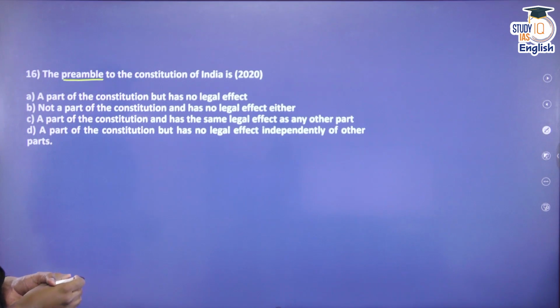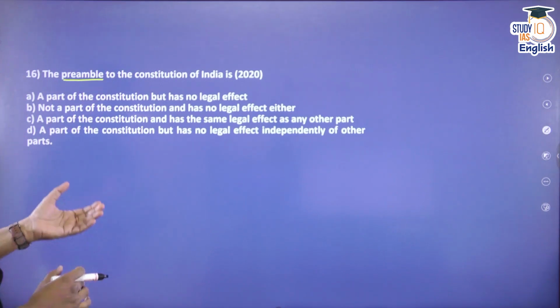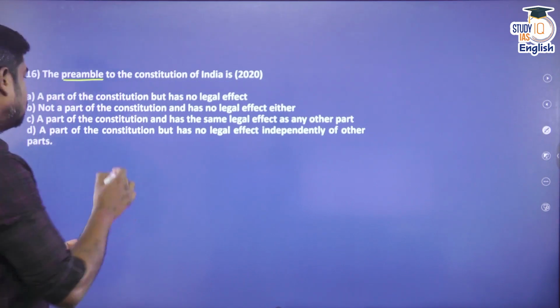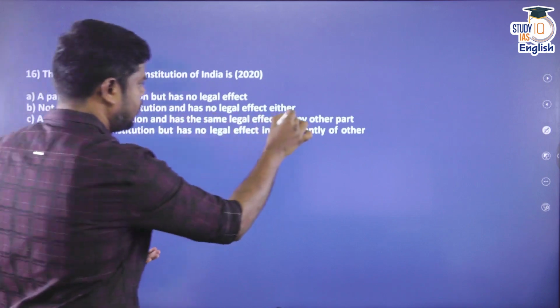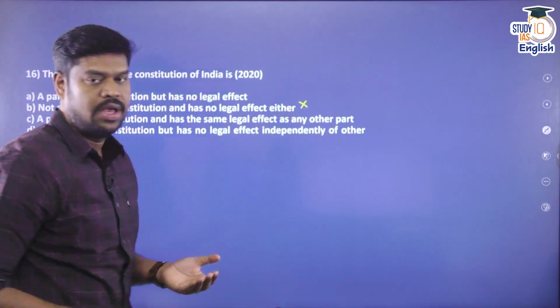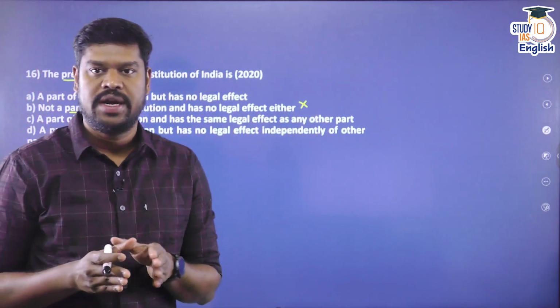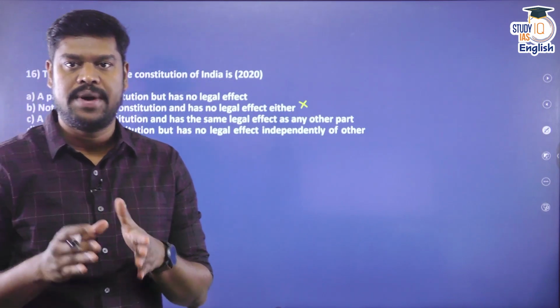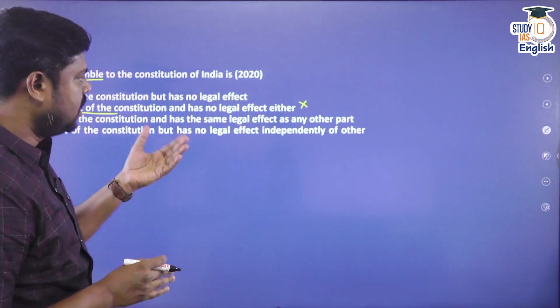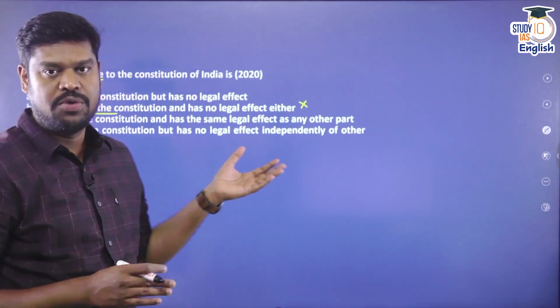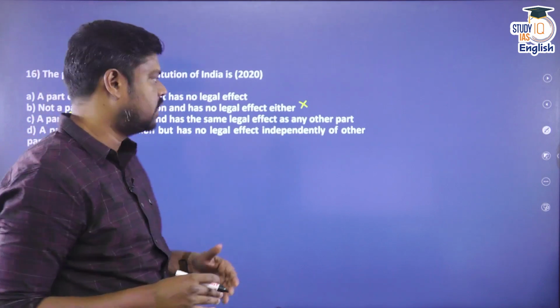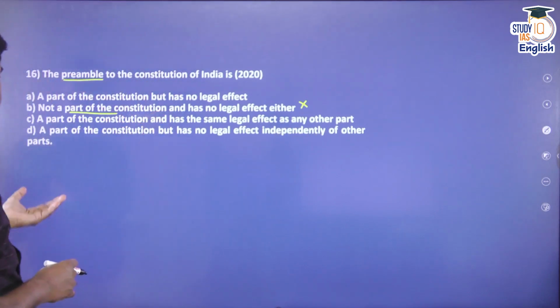The preamble to the Constitution of India: option A, part of the Constitution but has no legal effect. Option B, not a part of the Constitution and has no legal effect. When you say it is not a part of the Constitution, you can directly eliminate this, because the Supreme Court has very categorically said in the Kesavananda Bharati case that the preamble is an integral part of the Constitution. The earlier view of the Supreme Court in the Berubari Union case was that the preamble was not part of the Constitution, but that is no longer the case. So, you can eliminate this statement.